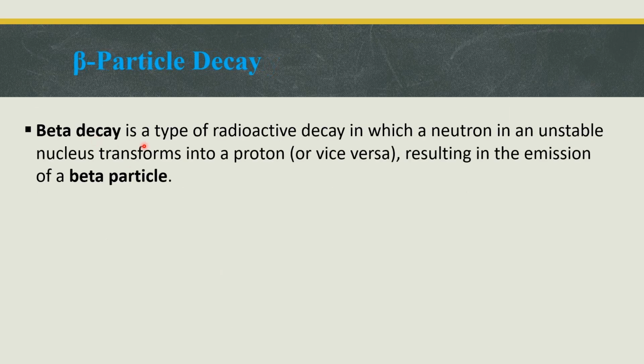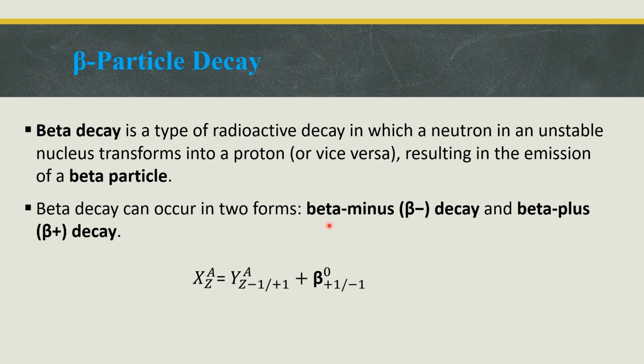Beta particle decay. Beta decay is a type of radioactive decay in which a neutron in an unstable nucleus is transformed into a proton or vice versa. That means a neutron is transformed into a proton, or a proton is transformed into a neutron, in a nucleus, resulting in the emission of beta particles. Beta decay can occur in two forms: beta minus decay and beta plus decay. X is the parent nucleus and Y is the daughter nucleus. X having Z, A, then Y having Z minus 1 is beta plus decay, and Z plus 1 is beta minus decay. There is no change in the mass number A.